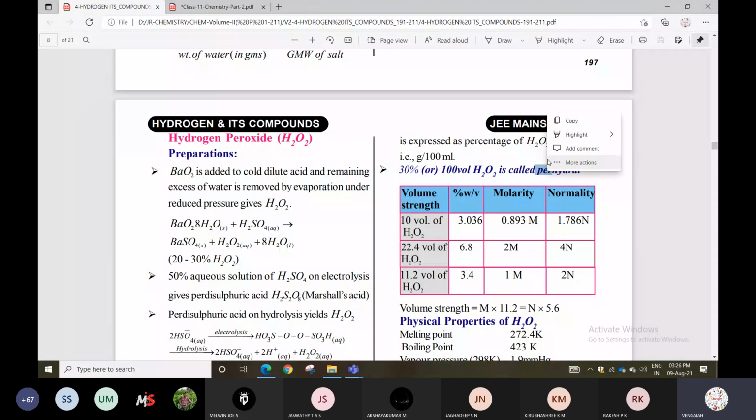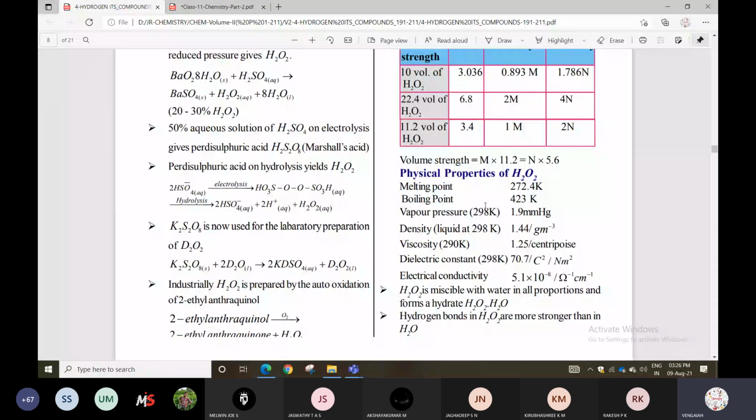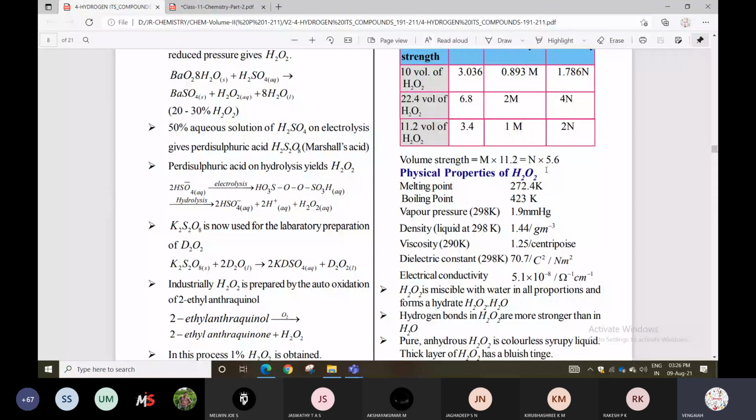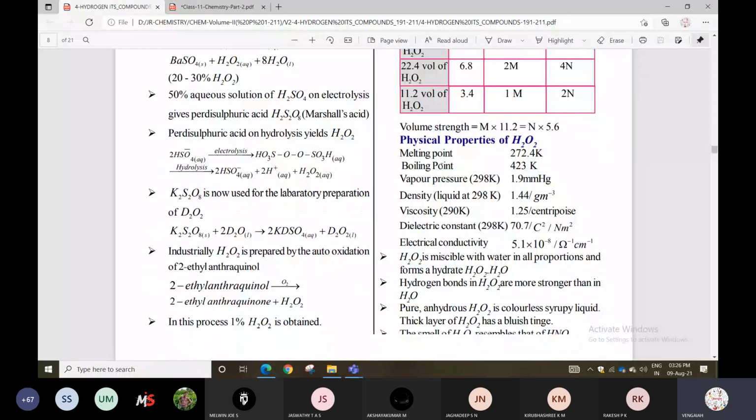From volume strength you can calculate molarity by dividing by 11.2. Otherwise, for normality you can take volume strength divided by 5.6. They given the physical properties of hydrogen peroxide: melting point, boiling point, vapor pressure, density, viscosity, dielectric constant, and electrical conductivity. These points are given in our textbook also. One table is provided clearly. You can check it.